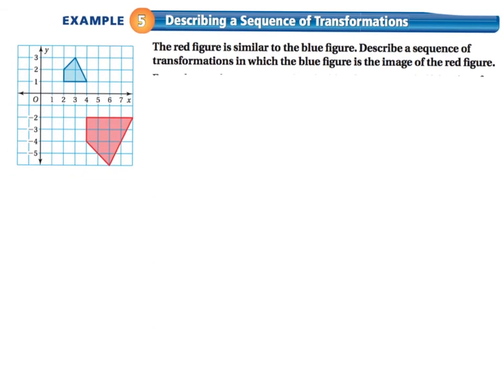Now, these are actually going to be a little harder than they appear. And there's multiple answers. That's important. There are so many answers you could have. The red figure is similar to the blue figure. Describe a sequence of transformations in which the blue figure is the image of the red figure. So we start with the red figure. That means the red figure is what? The red figure would be the pre-image. So if we look at it, we notice the picture is smaller. So we know we have a dilation.